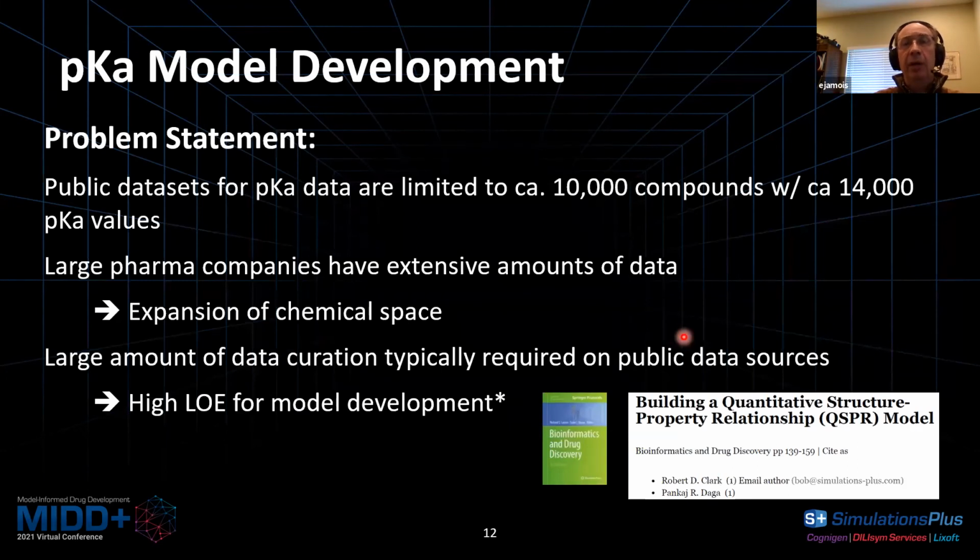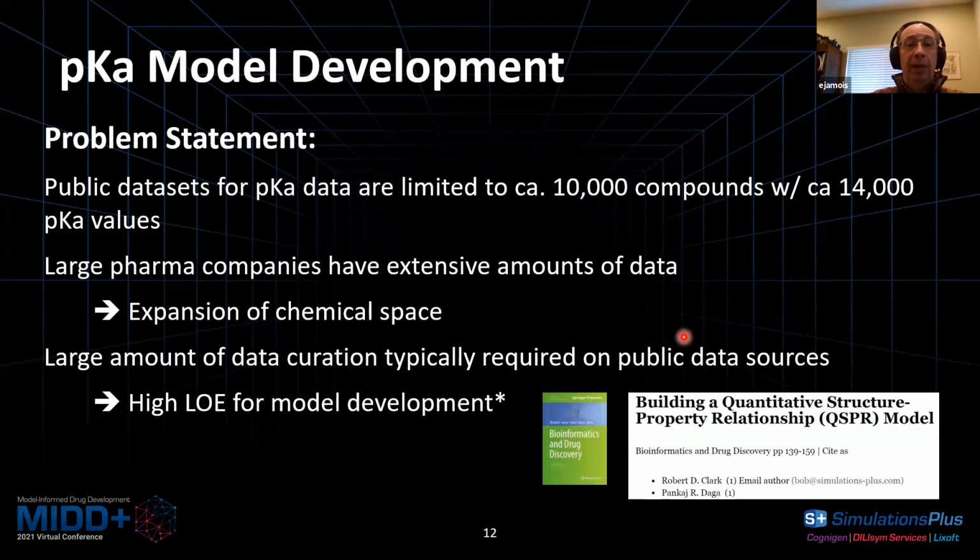And what problem are we dealing with there? Really, most people who are trying to build models for this particular endpoint are limited to approximately 10,000 compounds mapping to about 14,000 PK values that are out there. And you're going to tell me, well, that's pretty good. That's already a pretty large data set. That's true. But the more you have, the better. And don't forget, there's a lot of diversity in chemistry. So you need to cover that in multiple ways.